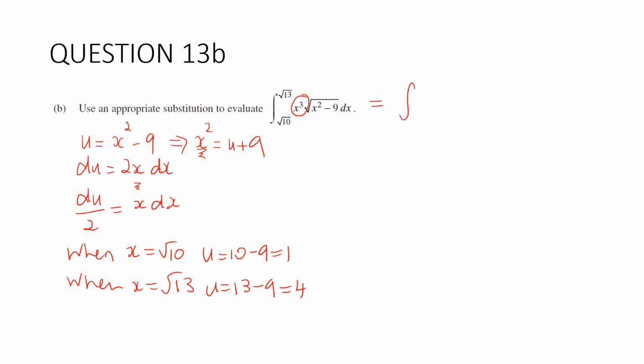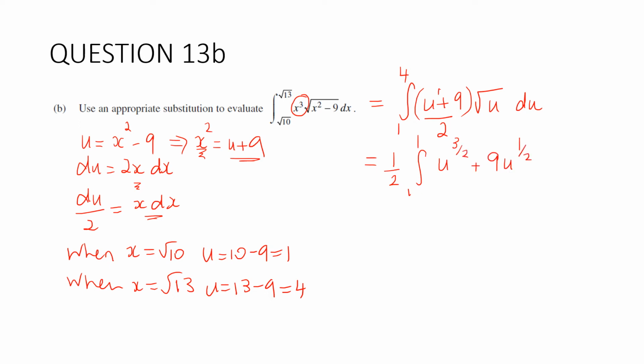So it's going to become between 1 and 4. This x cubed is going to come from here and here. So it's going to be u plus 9 over 2. I'm going to put the du at the end, because I don't like to put it in the middle, doesn't make any sense. And then we have the square root of u, and then we'll have du. Alright, let's throw that half out the front. I'm just going to expand this out. This is u, because this is in brackets here. This is u to the power of 1 times u to the half, so that's u to the 3 halves, plus 9u to the half du is equal to a half.